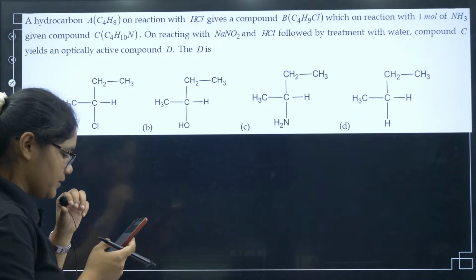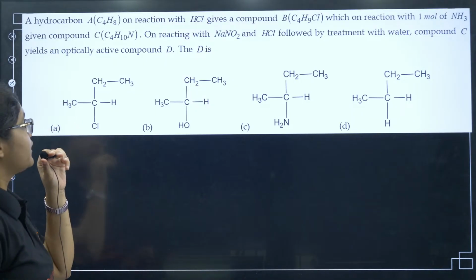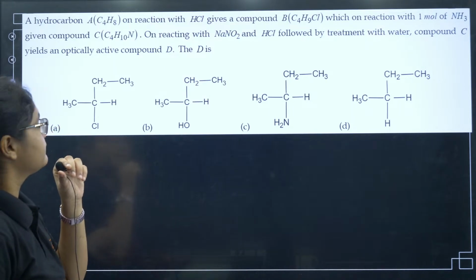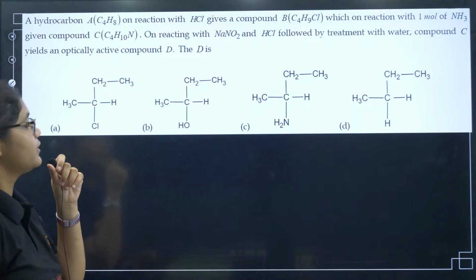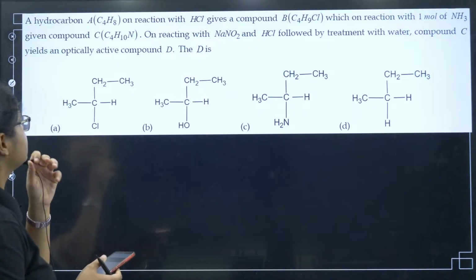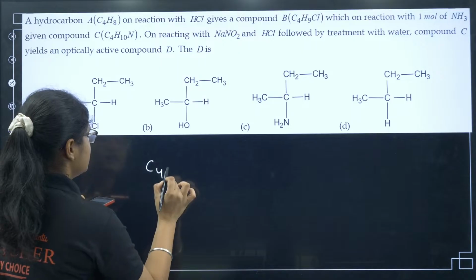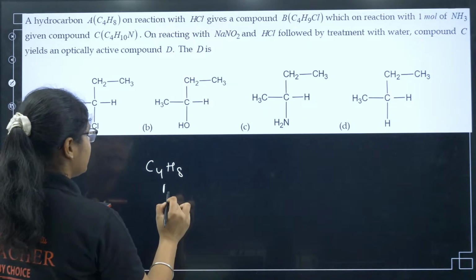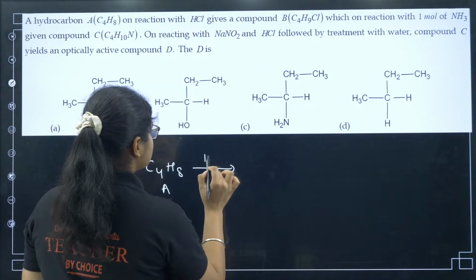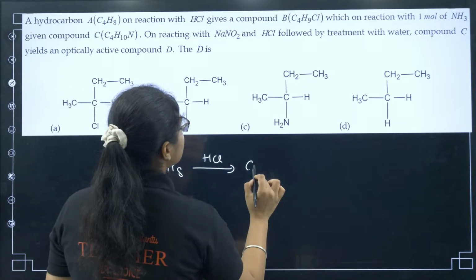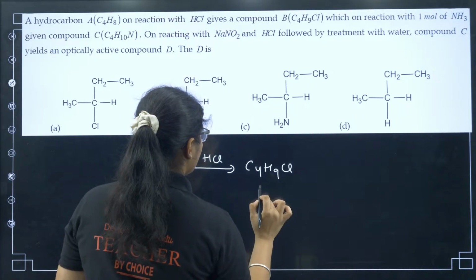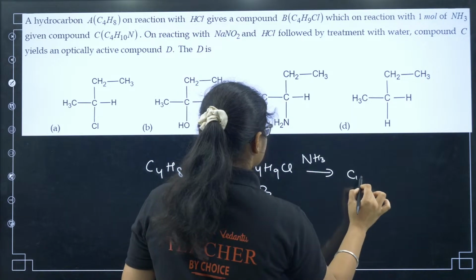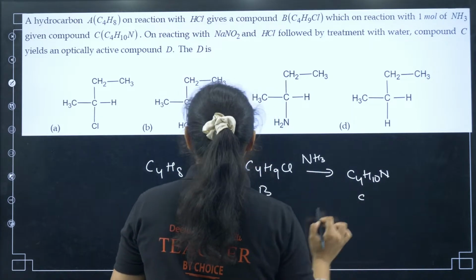Next question, can we try this question? A hydrocarbon A, C4H8, on reaction with HCl gives a compound C4H9Cl, which on reaction with 1 mole of NH3 gives a compound C4H10N. So let us see, a hydrocarbon C4H8. Just write down C4H8. You don't have to do anything. This is a very simple question. See, compound A is C4H8, and it reacts with HCl to give compound B, C4H9Cl. Now this one is reacting with NH3 to give C4H10N, that is your compound C.